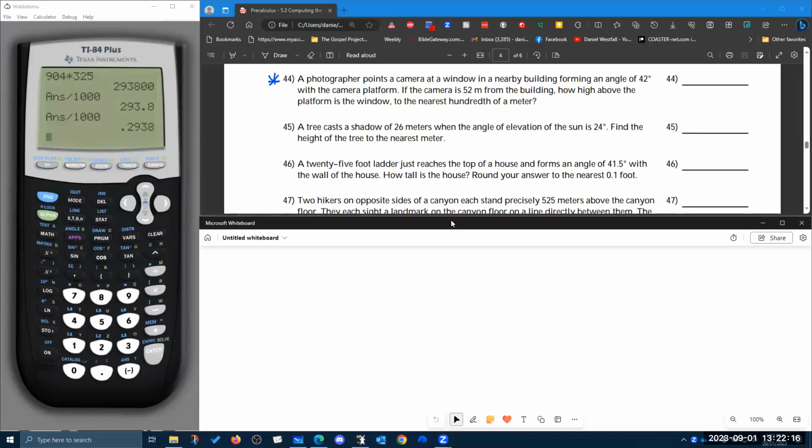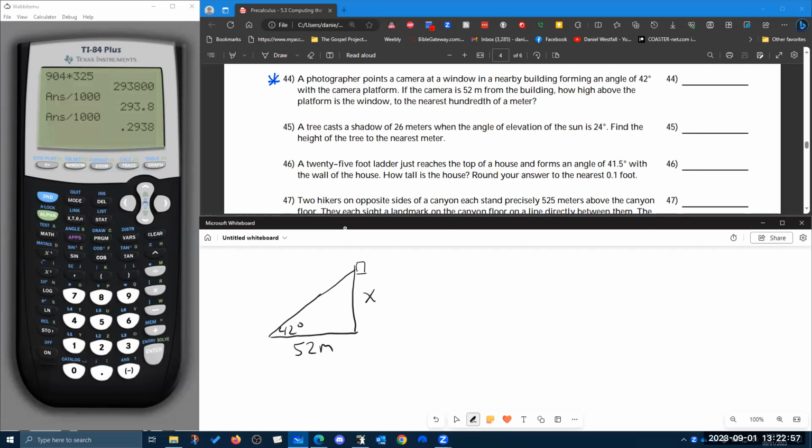To finish up our application problems with right triangles. A photographer is going to point a camera at a window in a nearby building. It's going to form an angle of 42 degrees with this camera platform. So we have 42 degrees here. Here's the window up here. If the camera is 52 meters from the building, how high above the camera platform is the window?